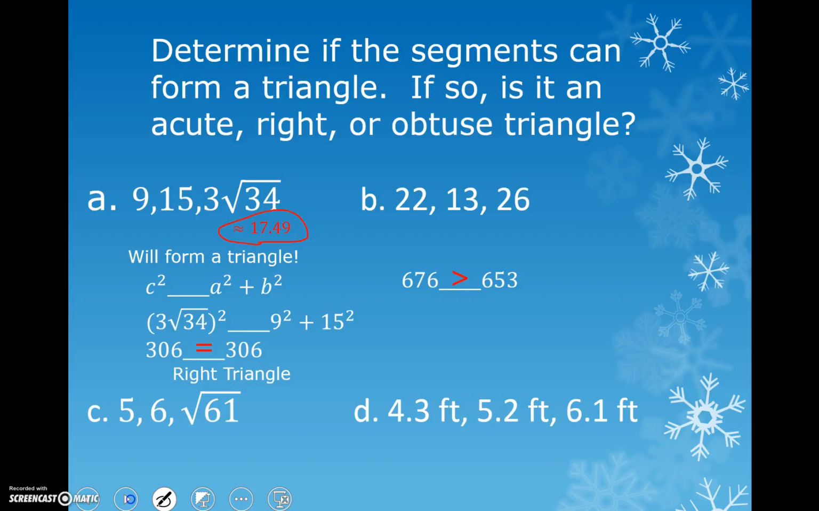Okay, for letter C, you would have gotten 61 and 61, which means it's equal, so it's a right triangle. And for letter D, you would have gotten these two values here, which is an acute triangle. So if not, make sure you're getting that help, okay?